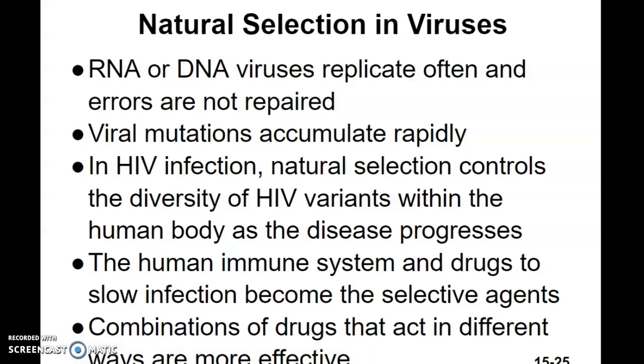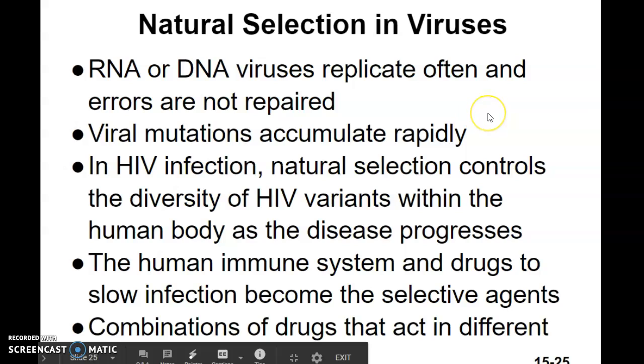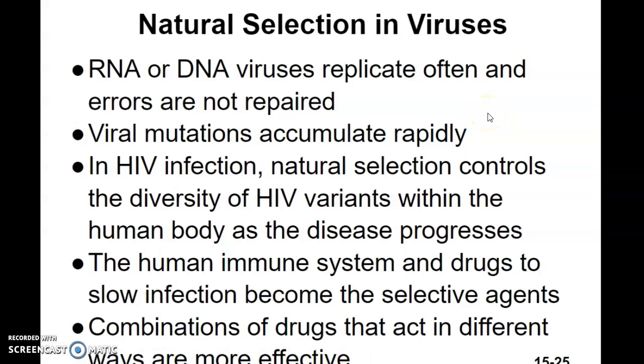Viruses, we also see natural selection in, even though technically viruses aren't alive, but they do mutate. And when they do mutate, those repairs aren't made. There's no way to fix a mutation in the DNA. So viruses can accumulate mutations very rapidly. And we see this quite a bit with HIV. And as the diversity of these variants increase, we'll see the disease actually progress, because basically the virus is working to tailor itself to be better at killing you is what's going on.